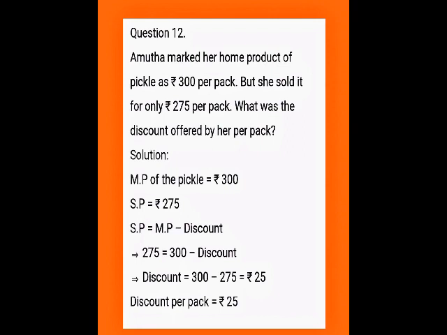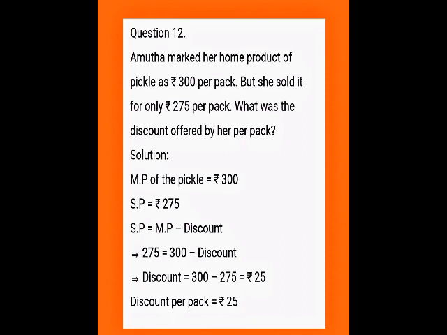Why am I saying this is the marked price? Marked the amount, this is the marked price. Sold means selling price. So the marked price of the pickle is equal to rupees 300. Then the selling price is rupees 275. We want to find the discount. So solution: marked price is equal to rupees 300. Selling price is equal to rupees 275.